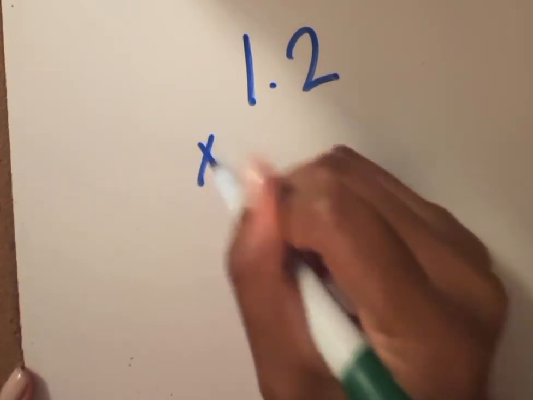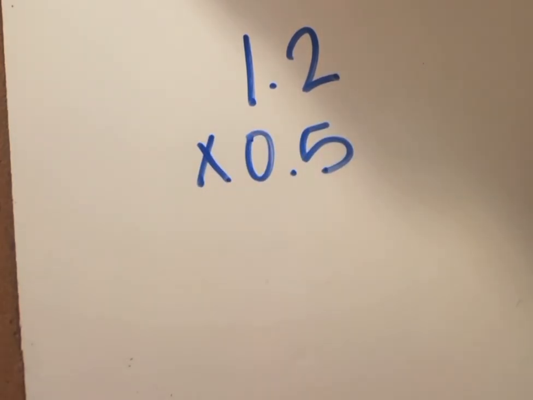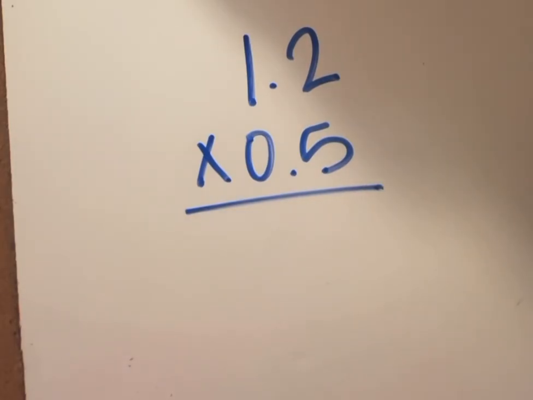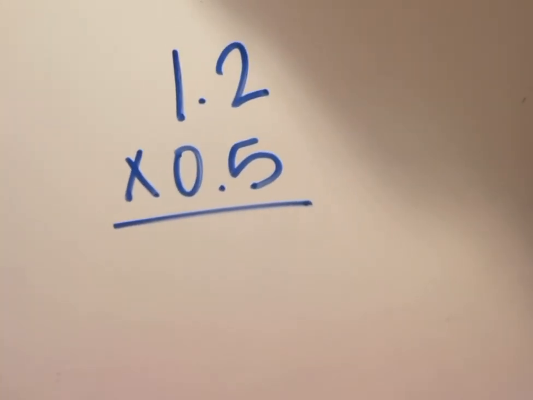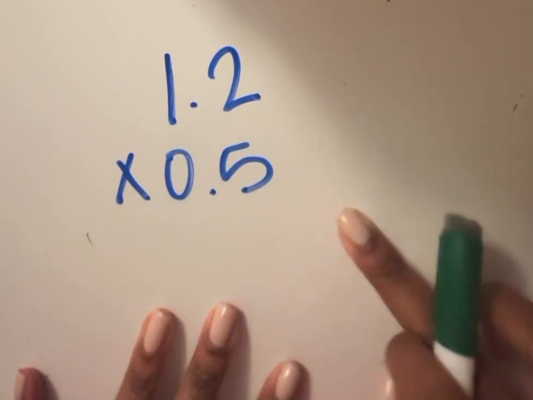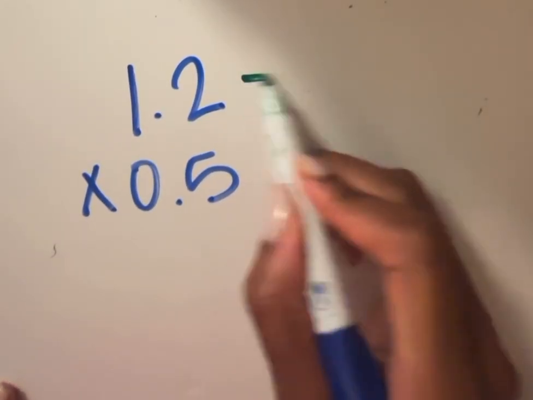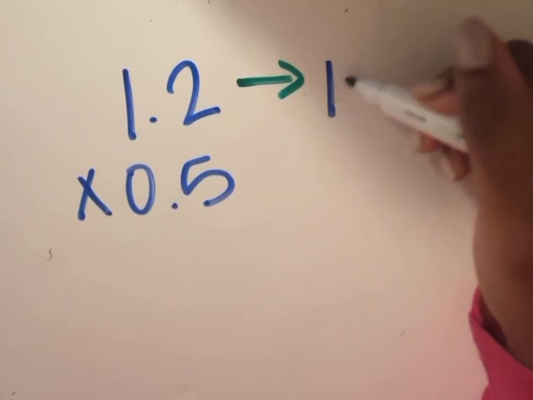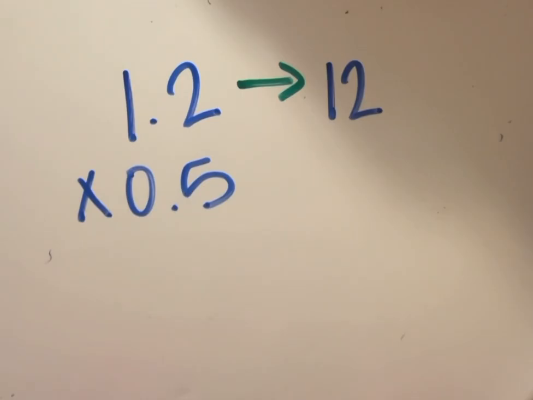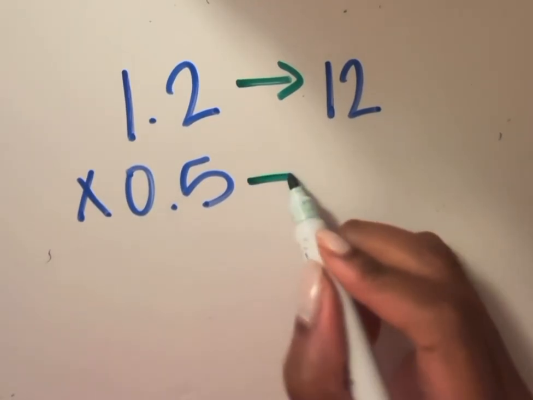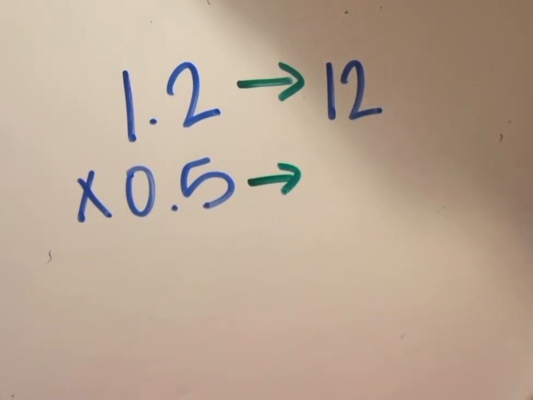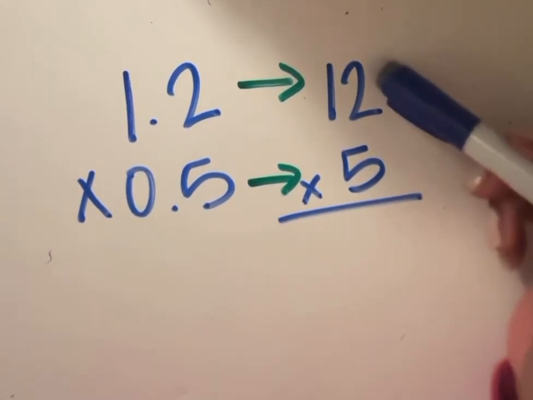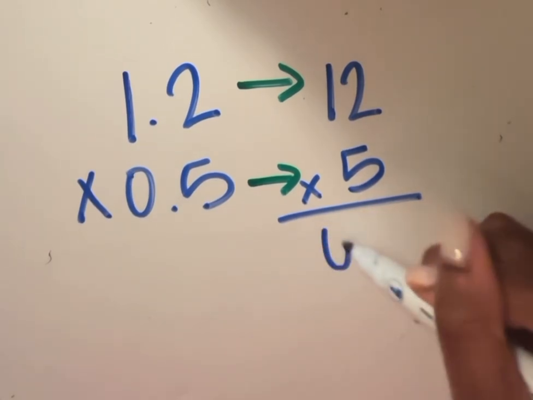Our next example, we have 1.2 times 0.5. So again, the first thing we want to do is rewrite these numbers as whole numbers, as if they did not have a decimal. So 1.2 as a whole number would just be 12. 0.5 as a whole number would just be 5. So here in our new equation, we have 12 times 5. 12 times 5 is 60.